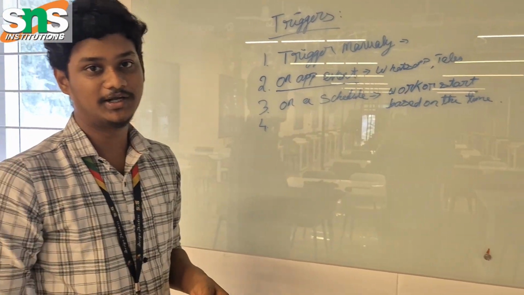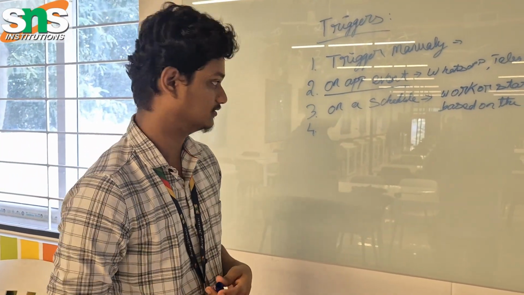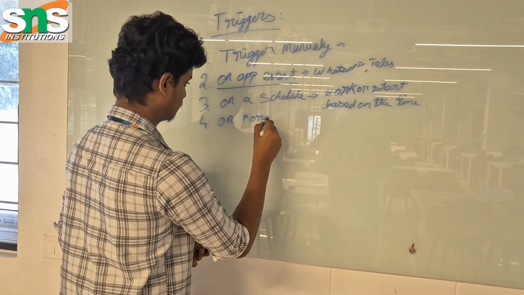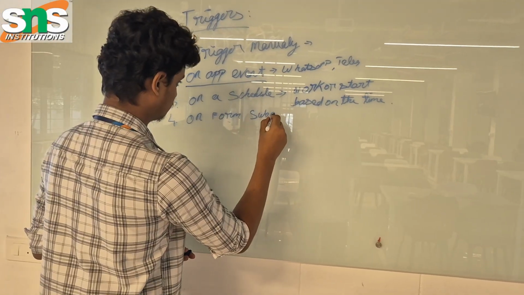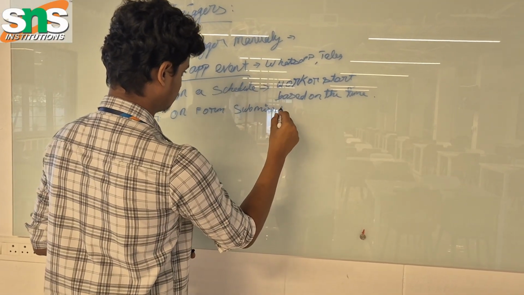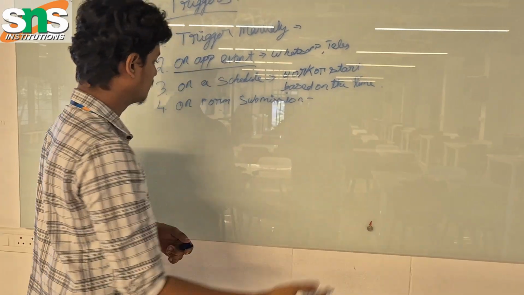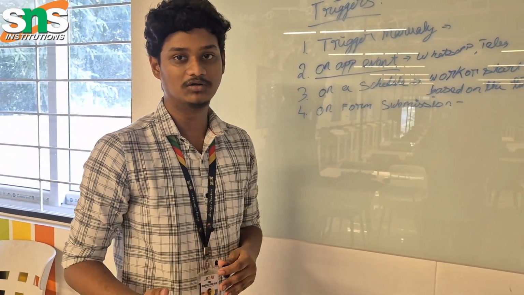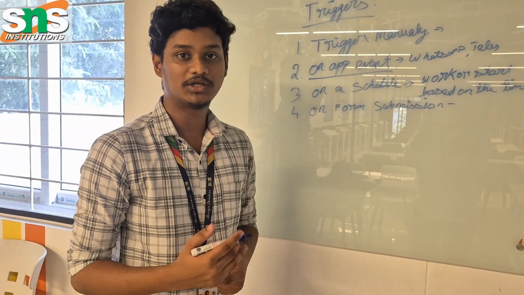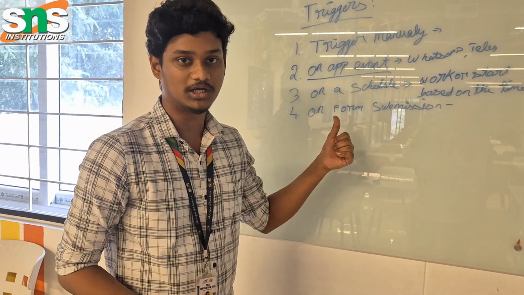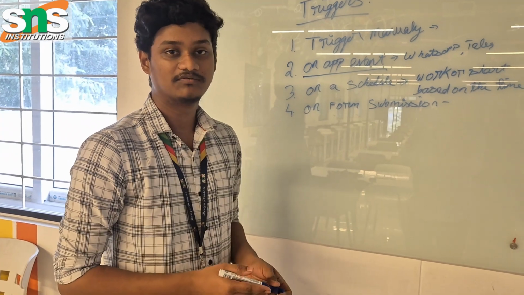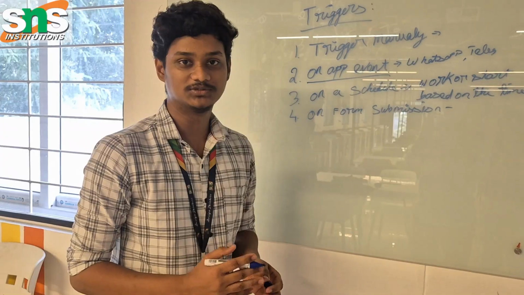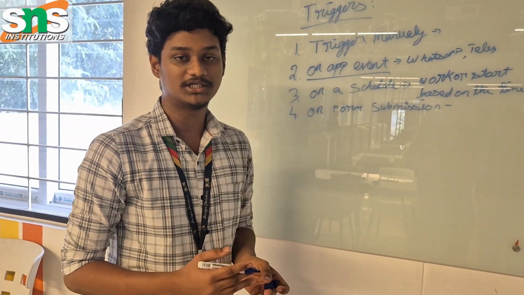The fourth trigger we are going to see is on form submission. This is nothing but a kind of virtual form, like Google Form, something like that. If you want to get any data from a user, you can use this on form submission. Once the user submits the data, the automation automatically starts.